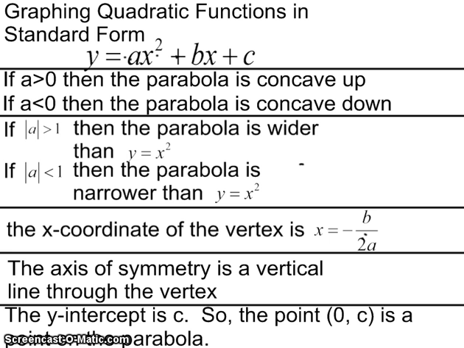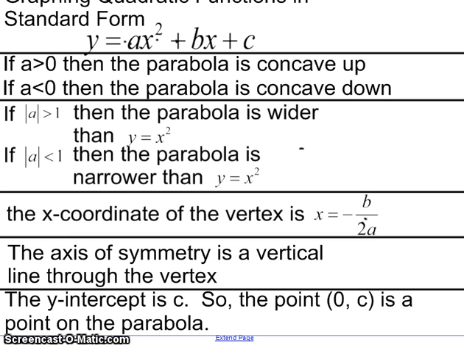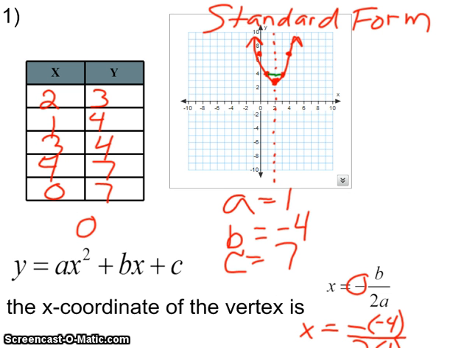I'm going to talk about wider and skinnier when I do a different problem. We already talked about the vertex. The axis of symmetry we already talked about. Y-intercept is C. What was C for this problem? 7. Let's take a look at the graph. The graph has the point 0, 7 in it. So another shortcut that I did not use in this problem is I could have just done 0, 7, without any calculations whatsoever, because 0, C is always the y-intercept, and then we could have done its reflection. All right, I'm going to end the video on this one.